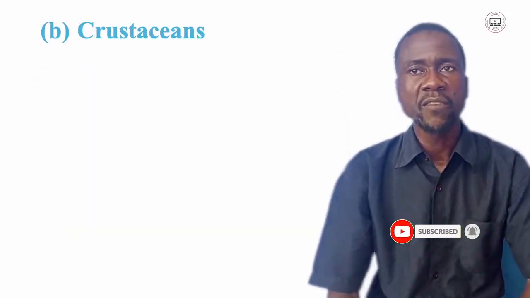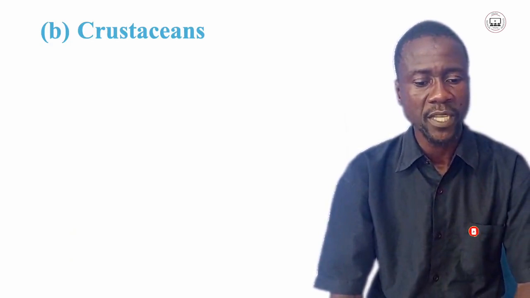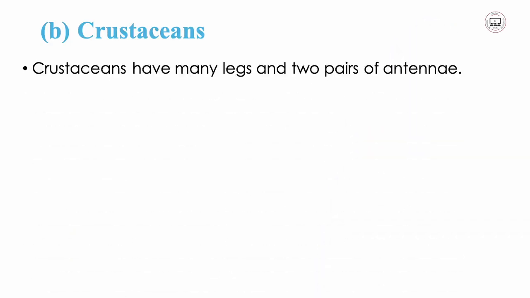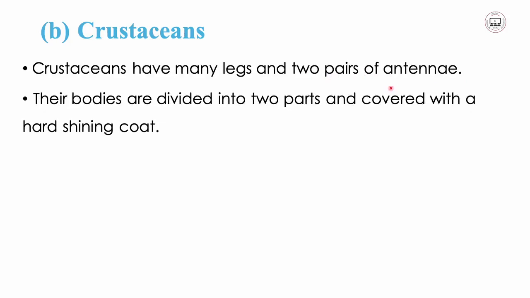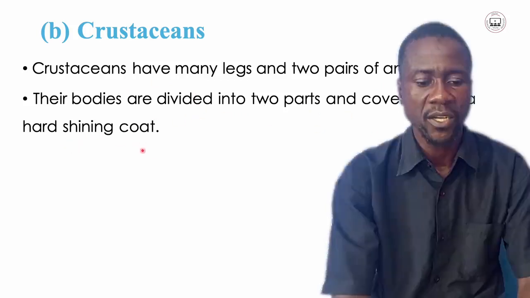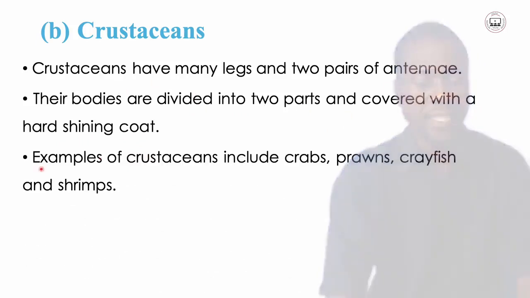Now, another type of invertebrate falls under the crustaceans, and these have many legs and two pairs of antennas. Their bodies are divided into two parts and covered with a hard shining coat. Examples of these crustaceans include the crabs, the prawns, the crayfish, and the shrimps.